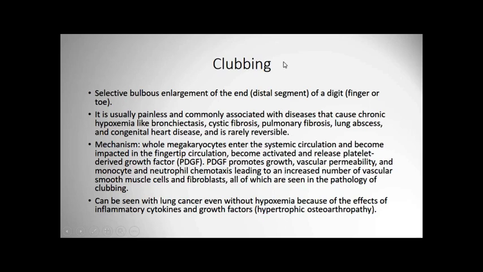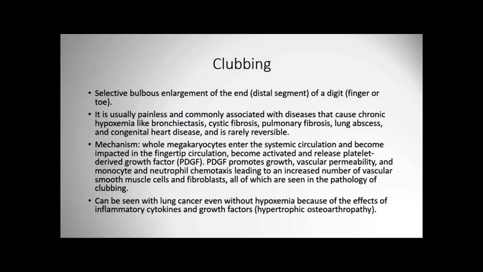Well, the mechanism says, remember, normally we don't have megakaryocytes in the circulation. We have platelets, which are little pieces of megakaryocytes, which are there to produce the coagulation of the blood. But in these people, whole megakaryocytes enter the systemic circulation from the bone marrow and get impacted in the fingertip circulation. There they become activated, they start releasing chemicals called platelet-derived growth factor. This chemical starts promoting growth, increases the vascular permeability, attracts monocytes and neutrophils, and leads to an increased number of vascular smooth muscle cells and fibroblasts that accumulate under the nails, producing this clubbing and increasing the size of the tips of the fingers.